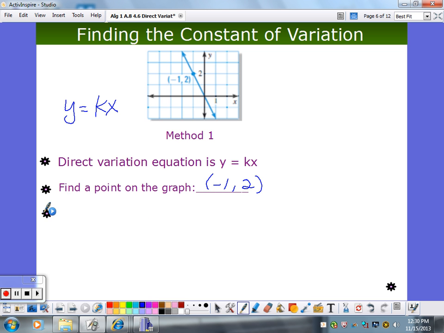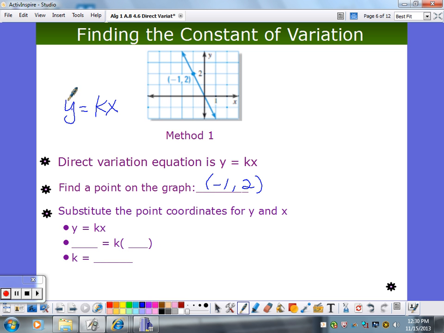There it is. Now what we're going to do is line it up. So this is x and this is y. So 2 equals k times negative 1, right? How do I get k by itself? Is that how you solve it? Okay, so what's k? How did k get to be 1? What's 2 divided by negative 1? Negative 2. So my constant of variation is negative 2.